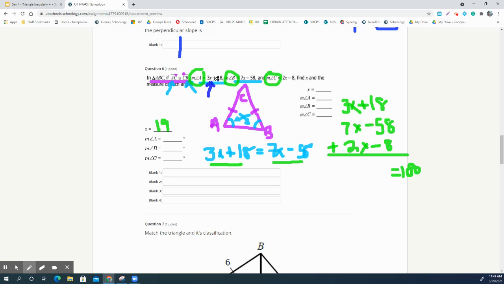Then you're going to take that 19 and you're going to substitute it in where you see an x. So 3 times 19 plus 18 is going to give you the measure of angle A. The measure of angle B is going to come right here, 7 times 19 minus 58. And then the measure of angle C comes right here, 2 times 19 minus 8. All of those angles, because they're angles of a triangle, should equal 180 when you're done. So you can always check your work and make sure it's correct.